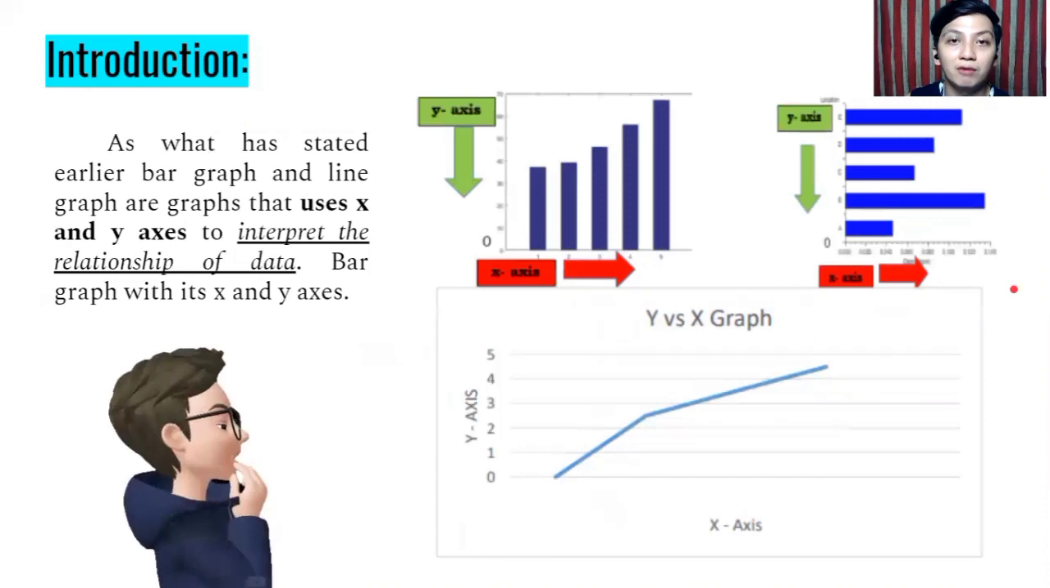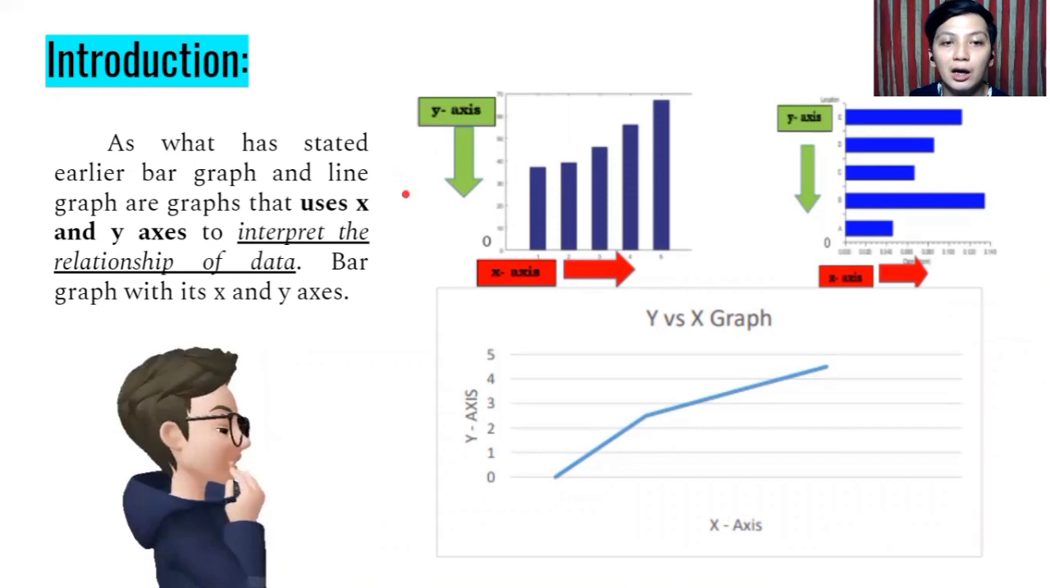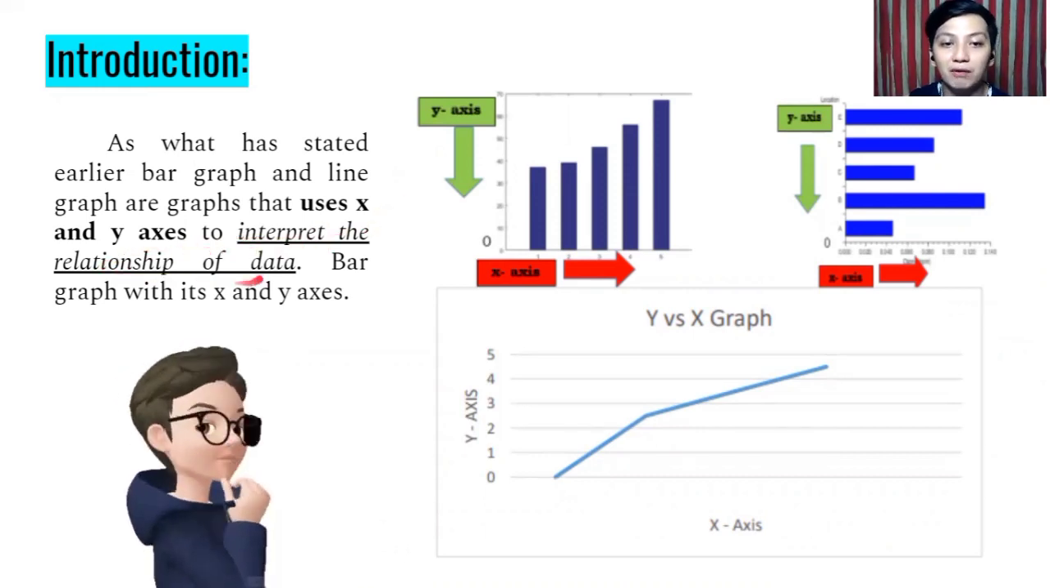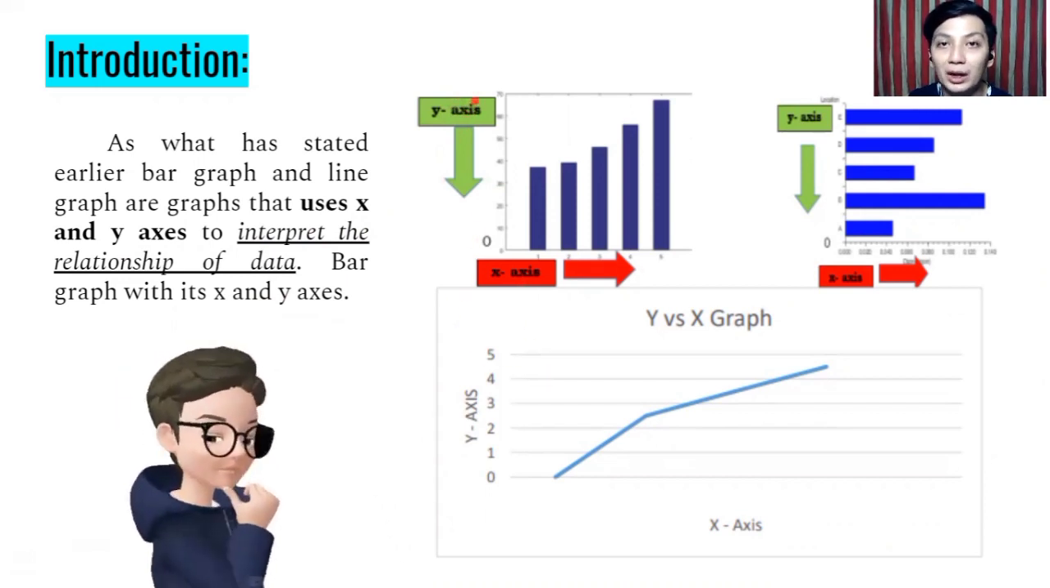So another part of the introduction is that, as stated earlier, bar graph and line graph are graphs that use x and y axis to interpret the relationship of data. Bar graph with its x and y axis. Ito yun. Y, and then x axis. Y axis, this one, yung pataas. This is the vertical line. And x axis is the horizontal line. Y and then x axis. So yung nasa baba yung x axis, yung nandito sa left side nyo is the y axis.